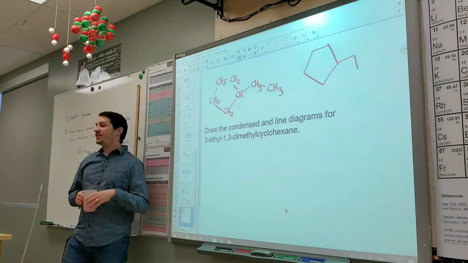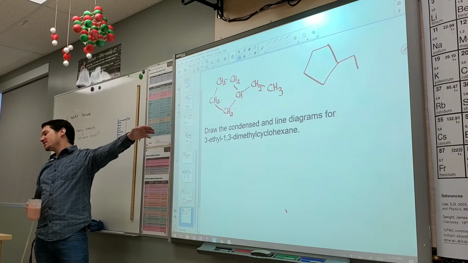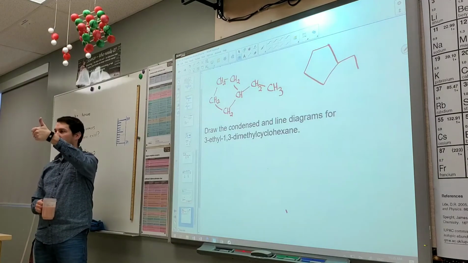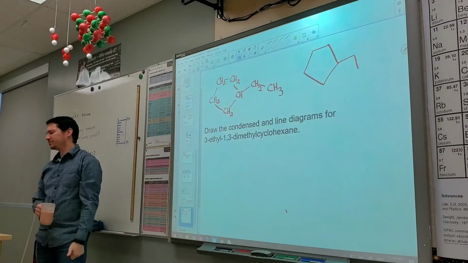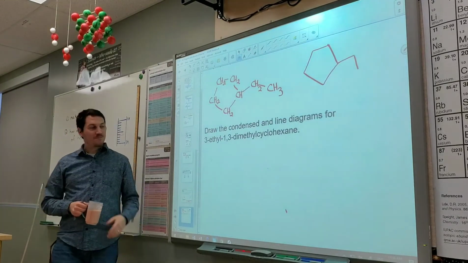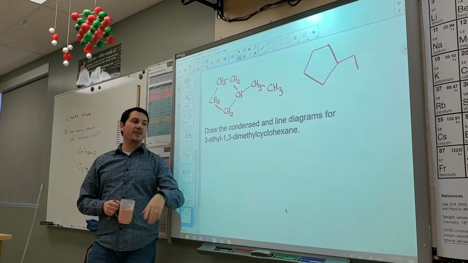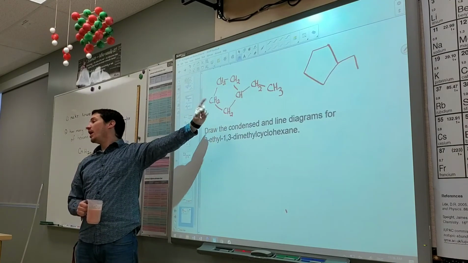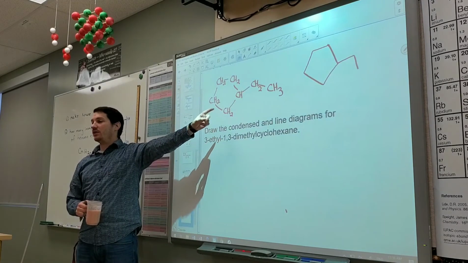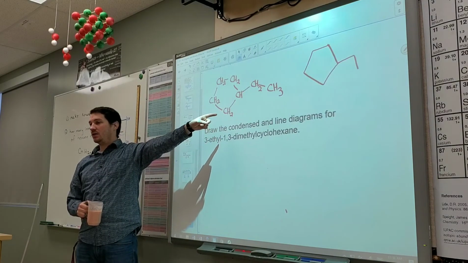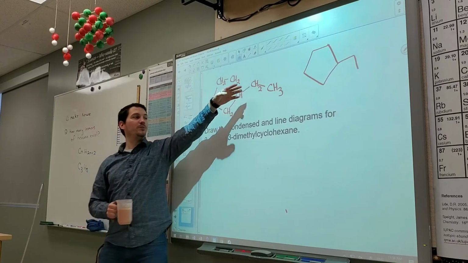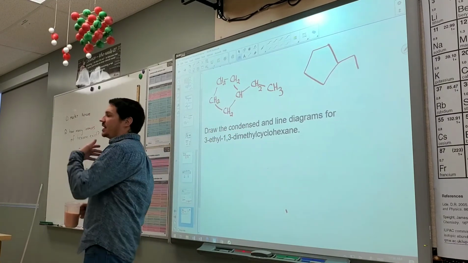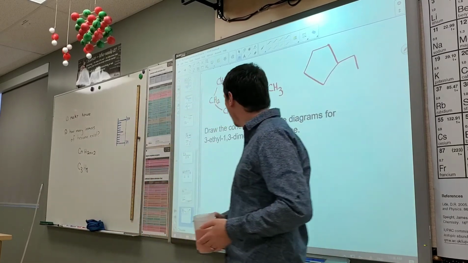Okay, I have what I consider to be the answer for the top question. Draw the condensed and line diagrams. Do we understand why this wasn't called 1-ethyl cyclopentane? Because it doesn't matter where you put the ethyl group, it becomes the number 1 carbon, right? So just saying ethyl cyclopentane is fine.